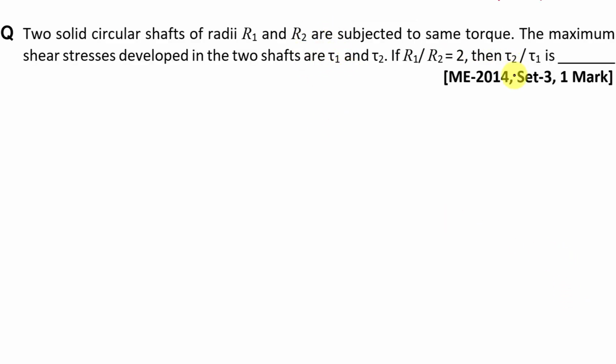Next question is from year 2014 paper set 3. Two solid circular shafts of radii R1 and R2 are subjected to the same torque. The maximum shear stresses developed in the two shafts are tau 1 and tau 2. If R1 by R2 is equal to 2, then tau 2 by tau 1 is equal to dash.